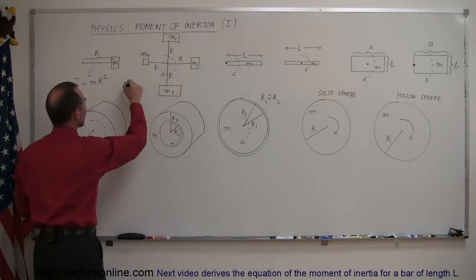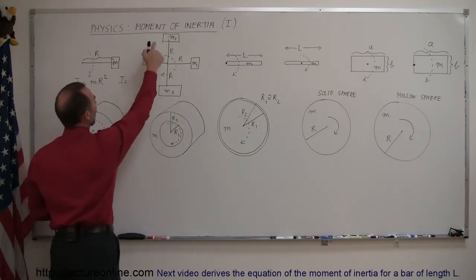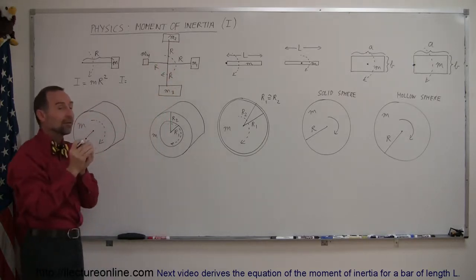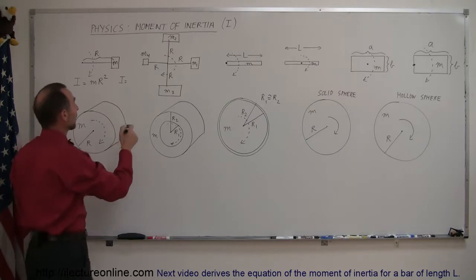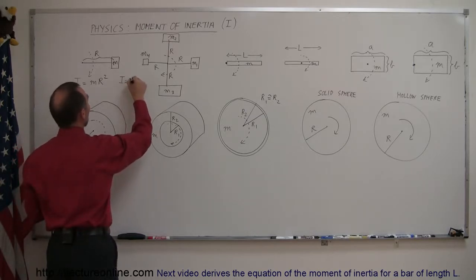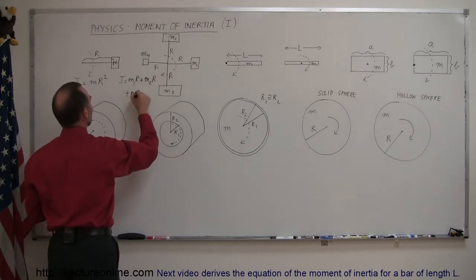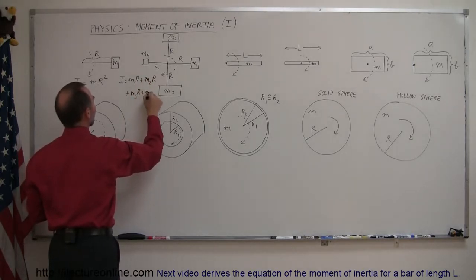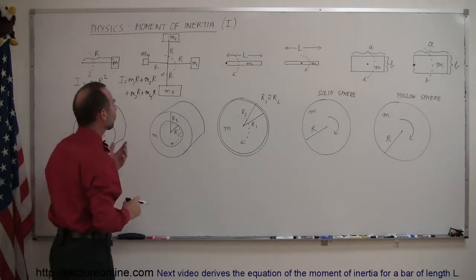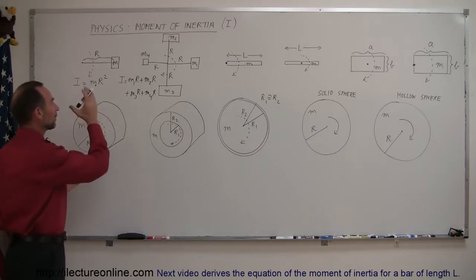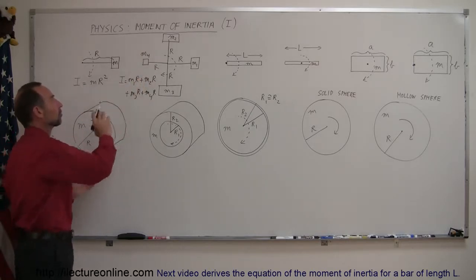And you can say that the moment of inertia here, I, is simply equal to the sum of all the masses times the radius, or we can take the individual moments of inertia and simply add them together. So this would be equal to m1 r plus m2 r plus m3 r plus m4 r. Notice we simply add the individual moments of inertia all together. That's the total moment of inertia of this structure.